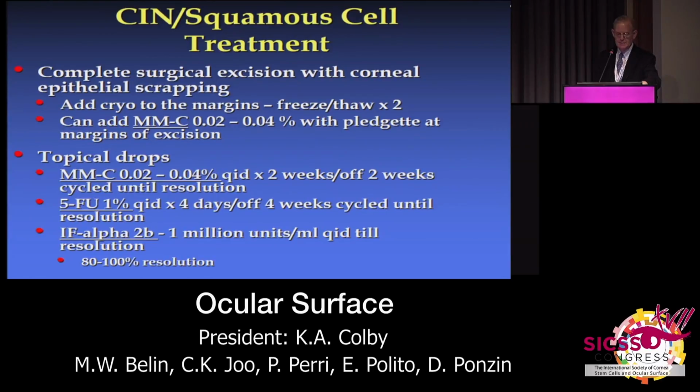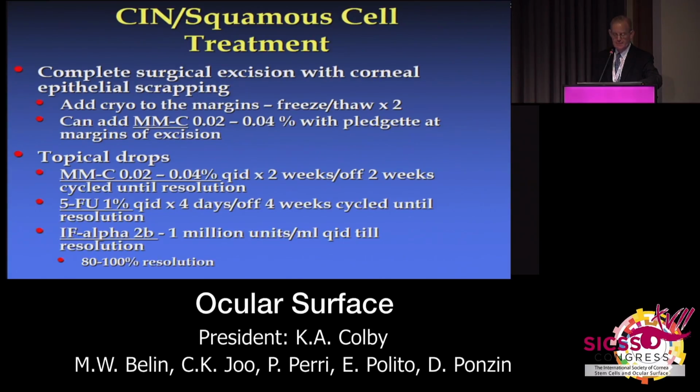Treatment of squamous cell is complete surgical excision with corneal epithelial scraping if involved. You want to add cryotherapy to the margins in a freeze-thaw ×2 or ×3. You can also add mitomycin C in a pledget form from 0.02 to 0.04% at the margins of the excision, with care not to place it directly on the sclera.